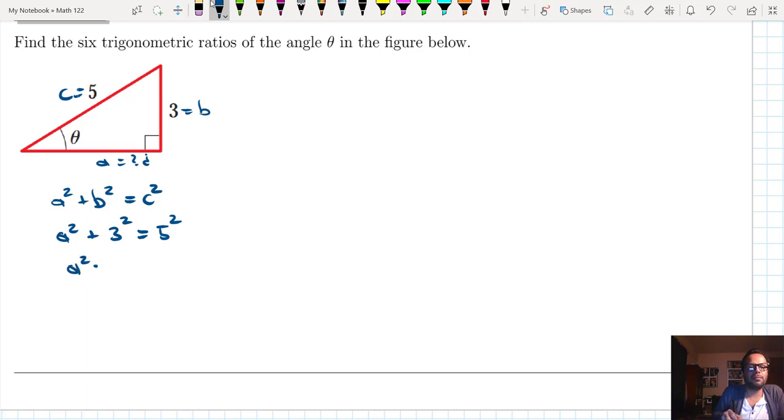So a squared, let's simplify this. That's going to be a squared plus 9 equals 25. Then let's isolate. Let's be careful here, we don't want to confuse the 9 with the a.